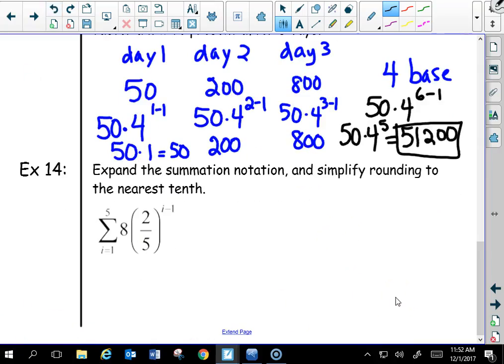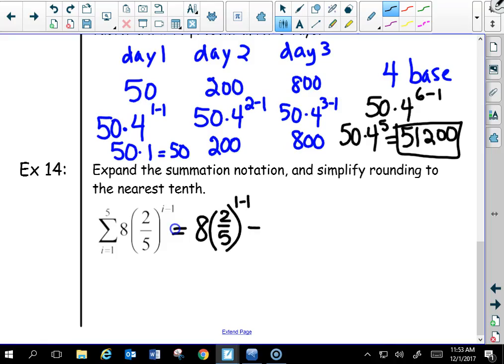Okay, expand the summation notation and simplify, rounding to the nearest tenth. This is really straightforward. By the way, this was the last problem on the quiz. It was given in a context. The context doesn't matter. They're really just giving you an equation, and they're asking you to expand and simplify. So we're going to go between 1 and 5.